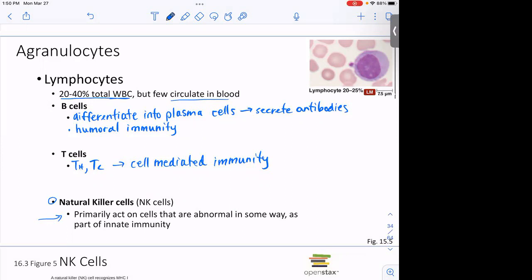So we have these natural killer cells that go by slightly different signals in order to figure out that there's a pathogen in that cell, or maybe it's a cancerous cell that's dividing uncontrollably. This is the type of cell that's going to help with that. They can function in both innate and adaptive immunity depending on the circumstance.